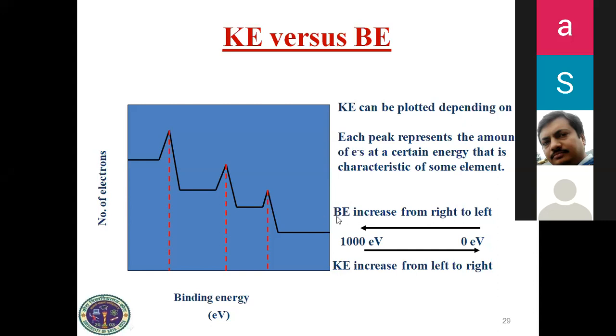Here you can see, if we plot our XPS spectrum with the intensity of electrons against the binding energy, then binding energy increases from right to left because of the negative sign. If we plot our XPS spectrum with the intensity of electrons against kinetic energy on the x-axis, then kinetic energy increases from left to right. Both are opposite to each other.